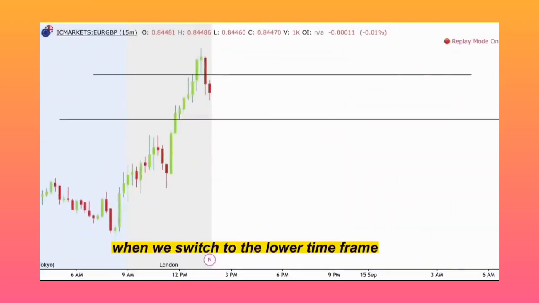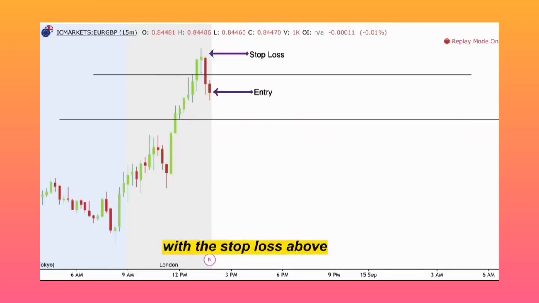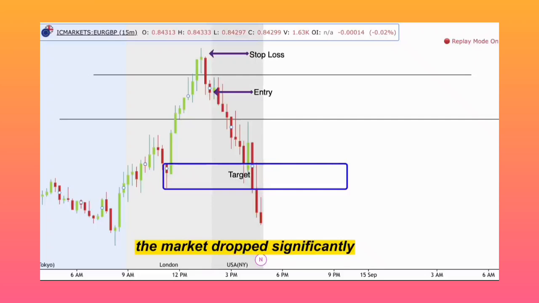When we switch to the lower time frame, which is the 15-minute chart, we place our entry at the candle that closed inside the range, with the stop loss above. This time, the target will be this order block, because we know the market is likely to exit the distribution phase and move strongly downward. Look at what happened next. The market dropped significantly during the New York trading session.